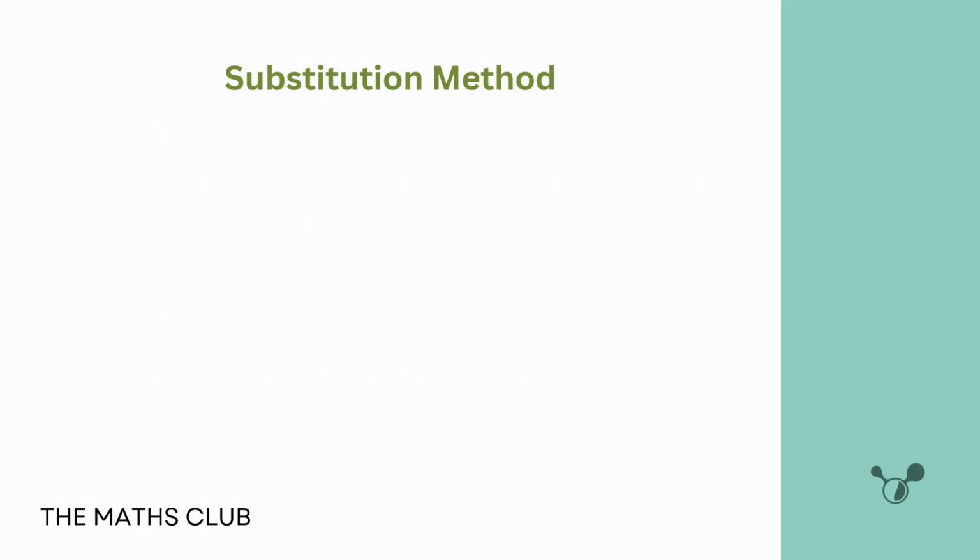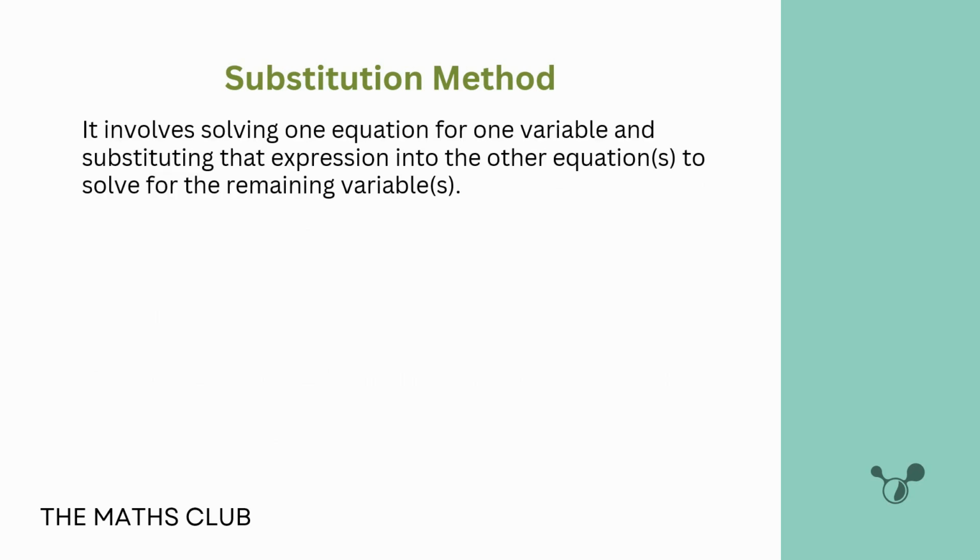Now, in case you don't like the elimination method, there is another method of solving the same problem called the substitution method. What does it involve? It involves solving one equation for one variable and substituting that expression into the other equation to solve for the remaining variable. Don't worry, you'll see it with an example.